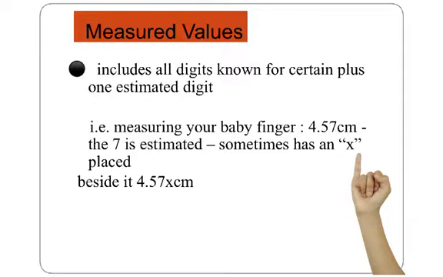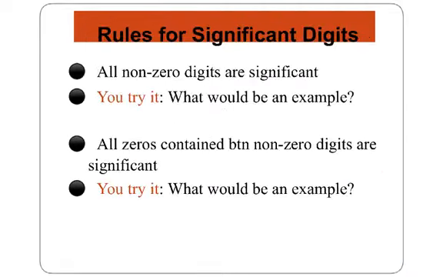The 7 is estimated, so it's between 4.5 and 4.6, and it's over the halfway mark, so I estimated that it was 4.57 centimeters. Sometimes an X is placed beside the digit that is estimated, so let me just rewrite it here for you. Sometimes it's written like this, and there's a little X up here to say that the 7 is uncertain to some degree. So let's have a look at significant digits.